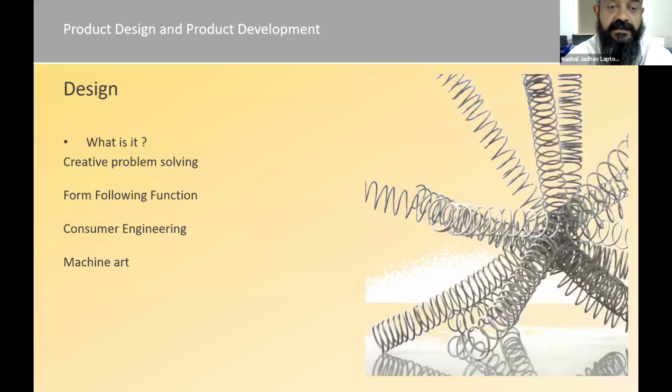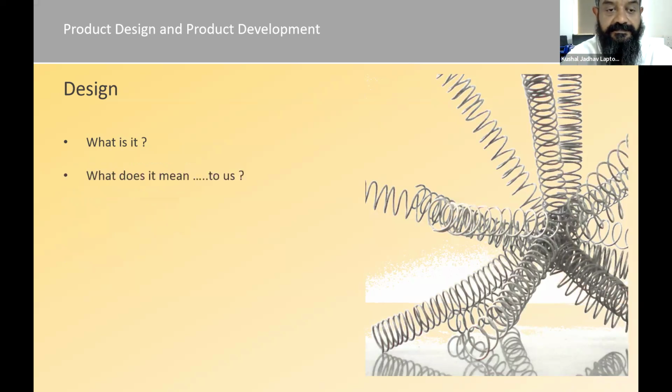Or it can be machine art. But according to me, I like to keep things simple. So design, according to me, has a very simple definition. It is basically involving only two things. So design is to plan and to execute. Okay. So first we plan and then we execute. So any activity which requires planning and then execution is called as design. Okay. So this is the first definition which I would like to understand myself.